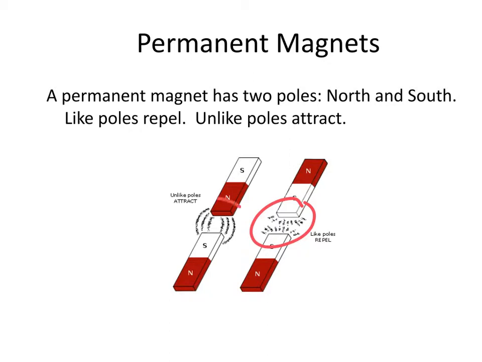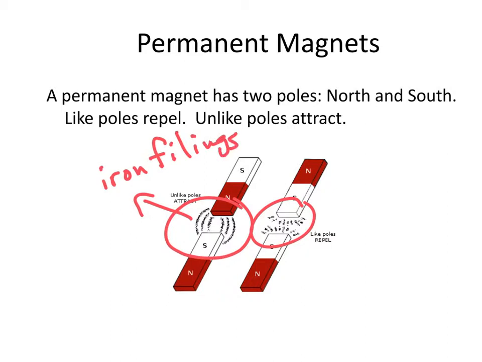These lines that we see are called magnetic field lines. So this would be an experiment where we've sprinkled some iron filings, and the iron filings have taken the shape of the magnetic field lines. Magnetic fields are invisible, but we can show them by using these iron filings.